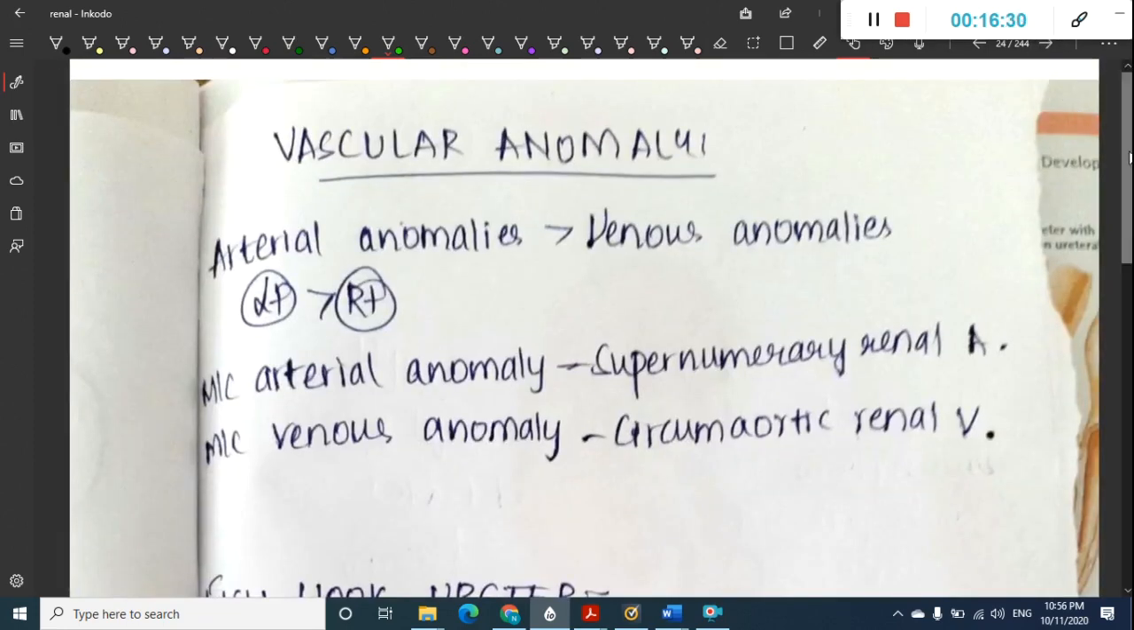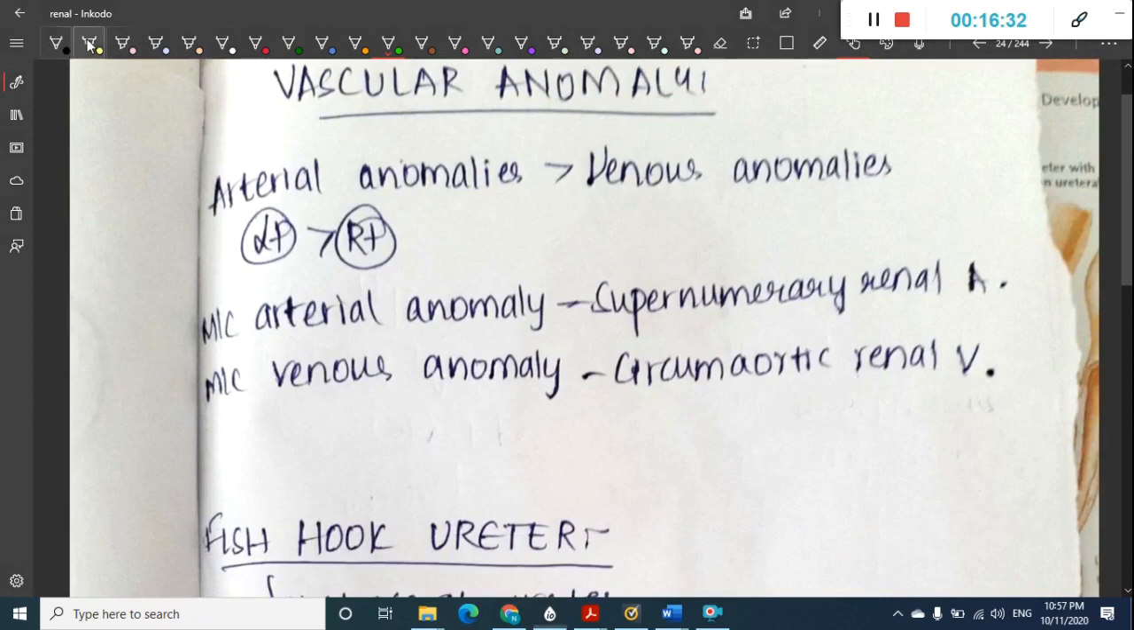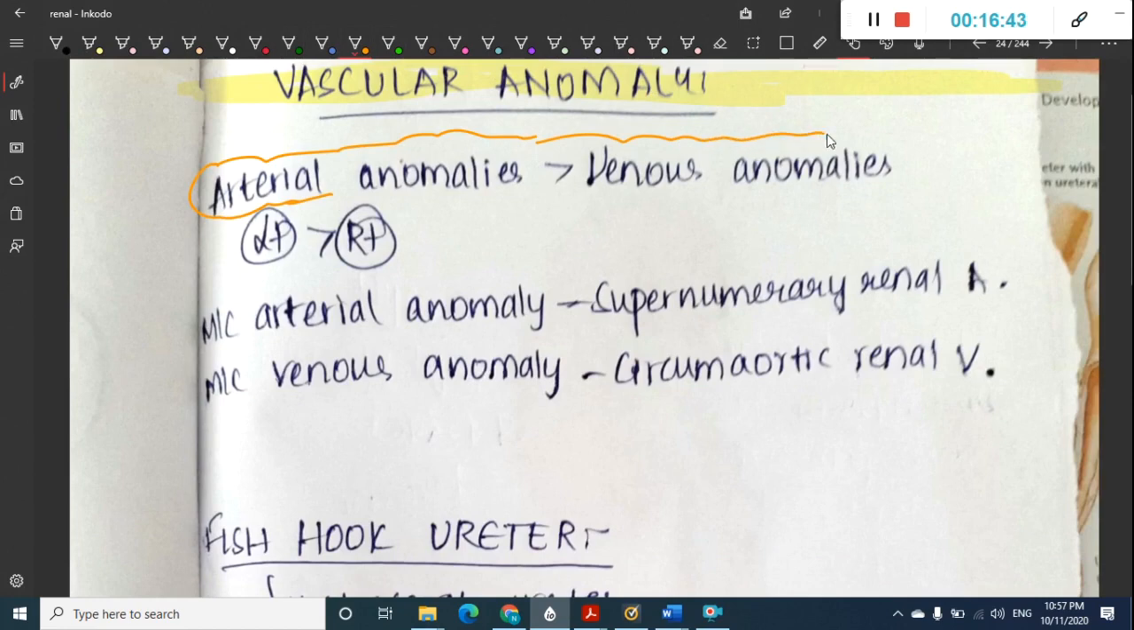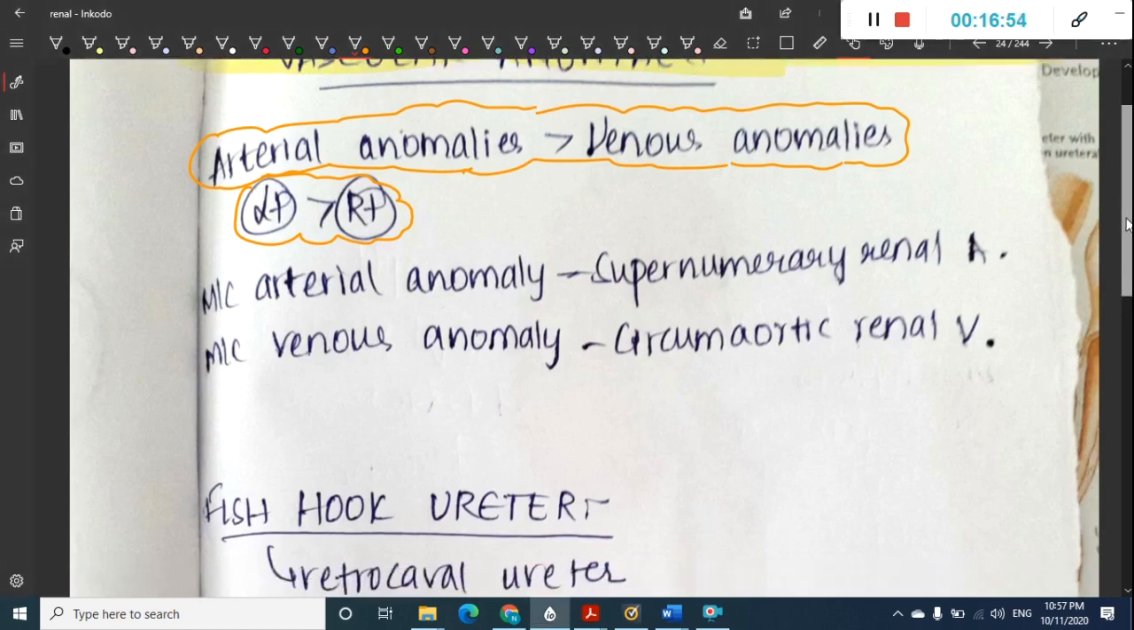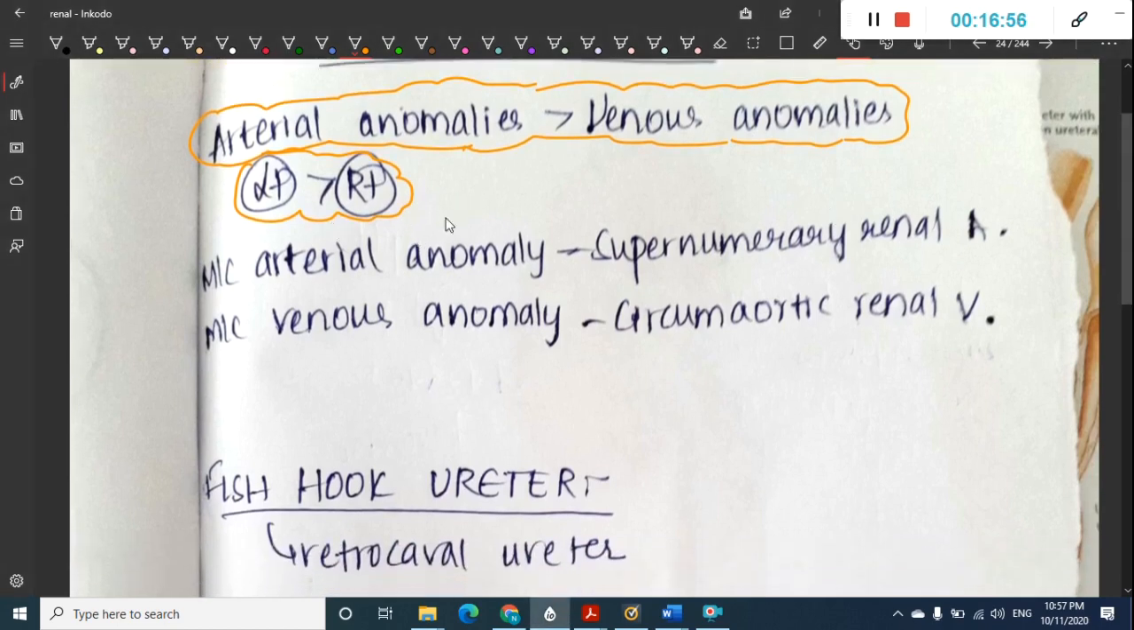So then we will see the vascular anomalies of ureter also. What are the common vascular anomalies of ureter? In the vascular anomalies of ureter, arterial anomalies are most commonly seen than venous anomalies. Even in the vascular anomalies, left vascular anomalies are most commonly seen than the right vascular anomalies.